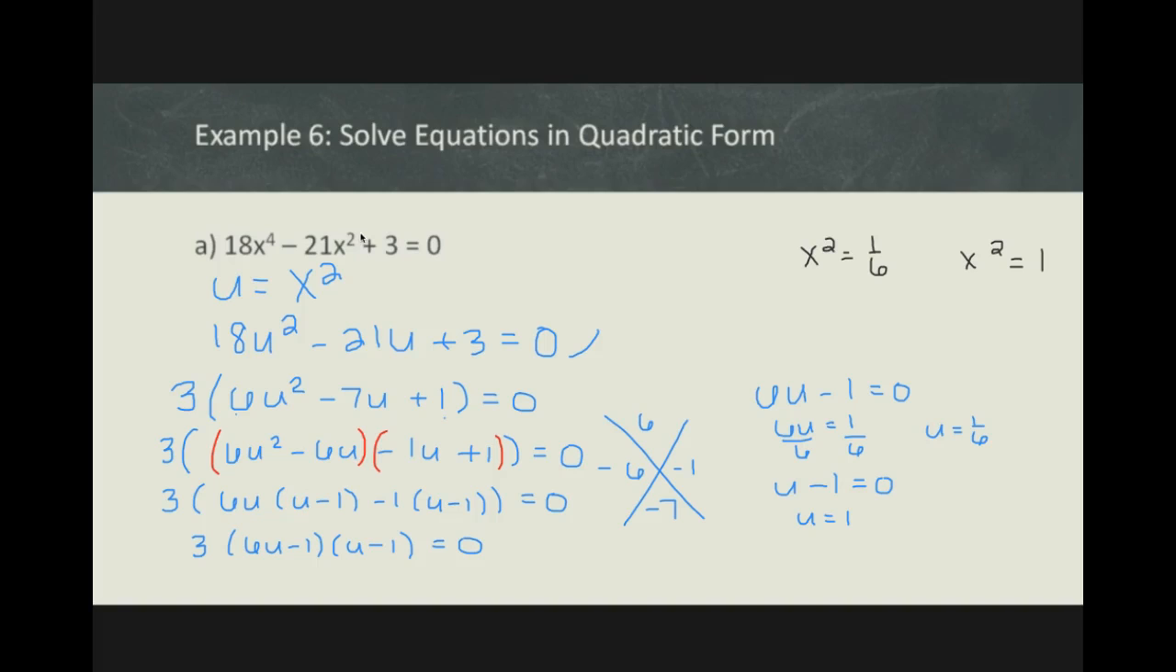And then in order to solve for x, you have to take the square root of both sides. Now, when you take the square root of a number, it gets a plus or minus. So we get x equals plus or minus the square root of 1/6, and x equals plus or minus 1. So what you'll notice is that gives me a grand total of 4 answers. I have 1, 2, 1, 2. This started as x to the 4th. So an x to the 4th should have 4 total solutions. So we are good.